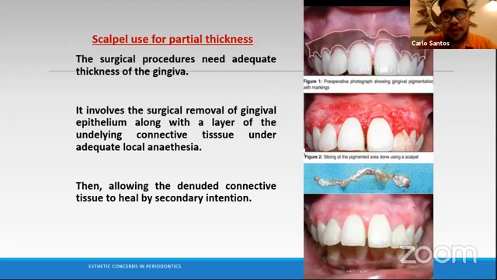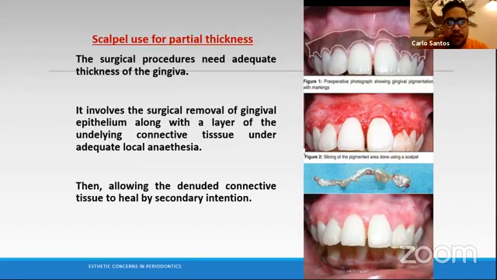Now you might be asking, Doc, what if we reach the bone? What if we are in the bone level? Will it affect the bone? Will it infect the bone? The answer is no, because you didn't raise a flap. You didn't raise the epithelium. So the epithelium is still intact. It's okay.